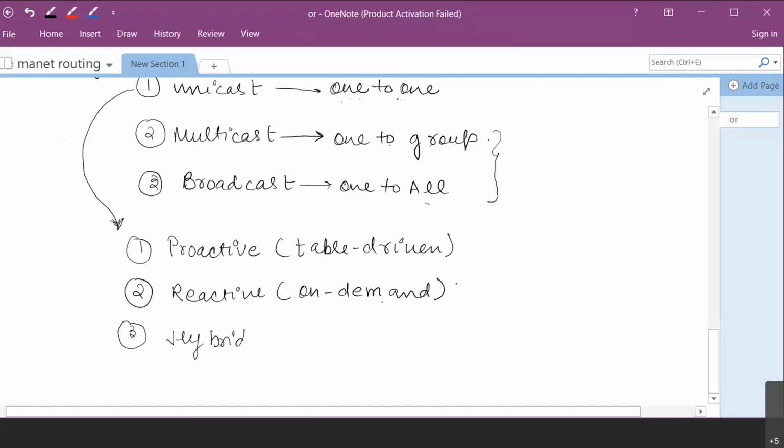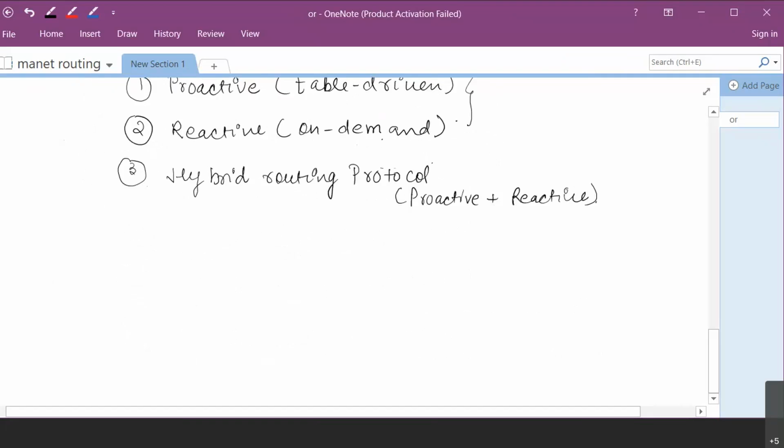And the last one is called hybrid routing, because there are some applications in which sometimes a quantity of information is needed, and sometimes no information is needed. So this type of protocol will carry both things, proactive and reactive. So the hybrid routing protocol is the combination of both proactive plus reactive. One by one, we will see the proactive routing protocol and reactive routing protocol.